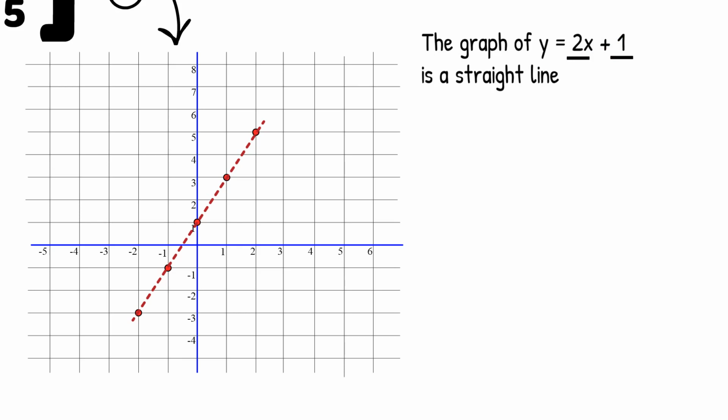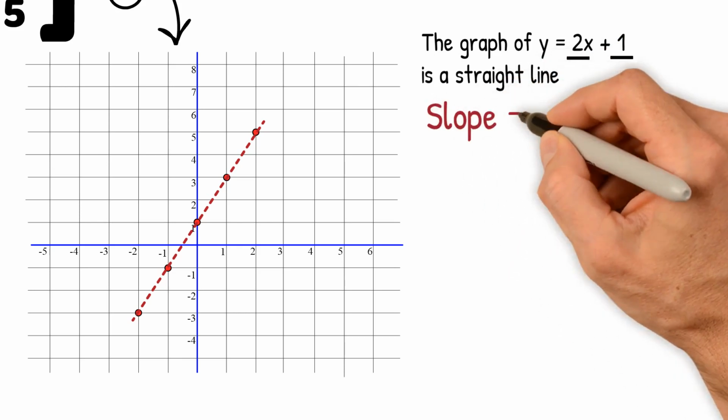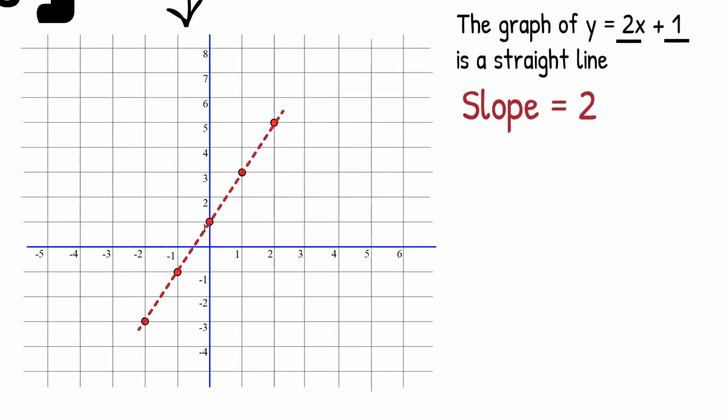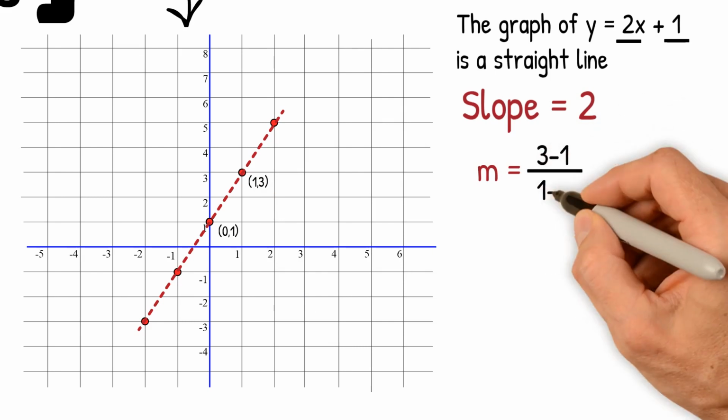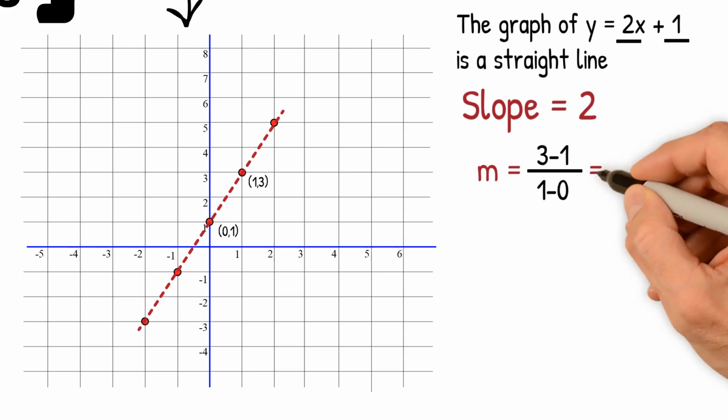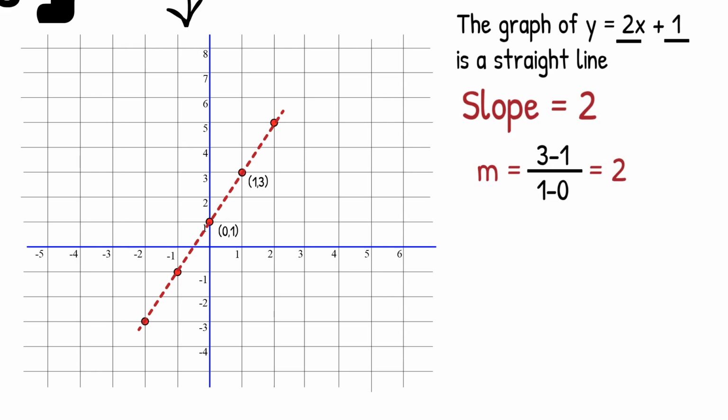The 2, in this case, the number next to the x, is the slope of the line. Take any 2 points on this line, let's say (0, 1) and (1, 3), and compute their slope. The slope is the second y minus the first y divided by the second x minus the first x, or in this case, 3 minus 1 divided by 1 minus 0, which is 2 divided by 1, which of course is 2. So the slope of this line is 2.